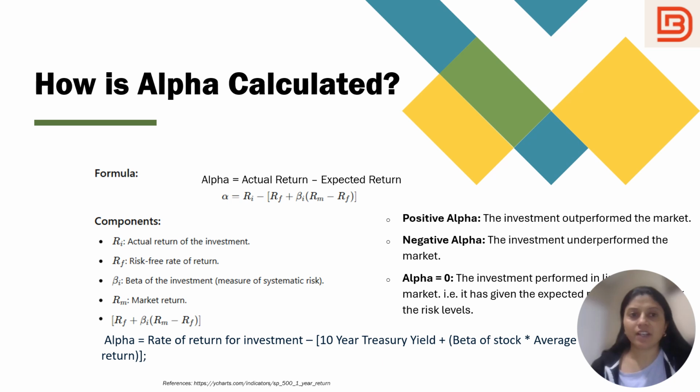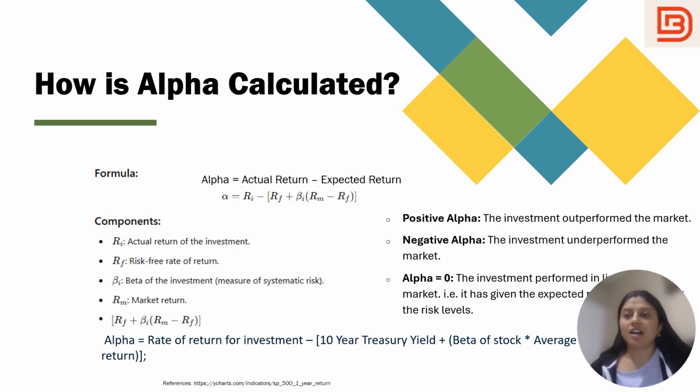Let's see how alpha is calculated. Here is the formula for alpha. Alpha is equal to the actual return of the investment minus the expected return. So here R of I indicates the actual return, and expected return is nothing but RF plus beta into the difference between the market return minus the risk-free return. Now, the risk-free rate of return is nothing but a 10-year treasury yield. So let's see how this works.